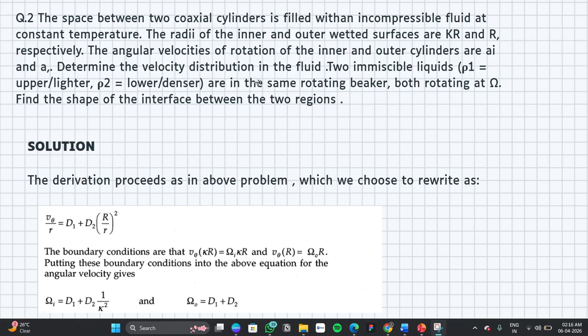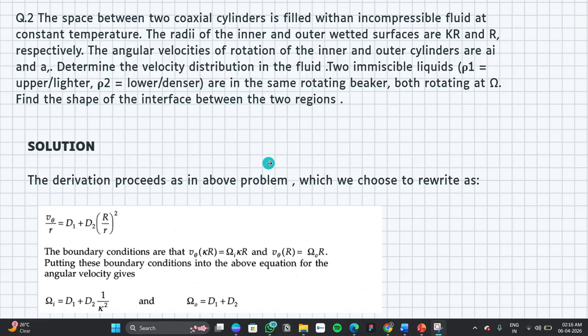Now, we consider two immiscible liquids rotating together in a beaker. Since both fluids rotate at the same angular velocity, the interface between them takes a curved shape.